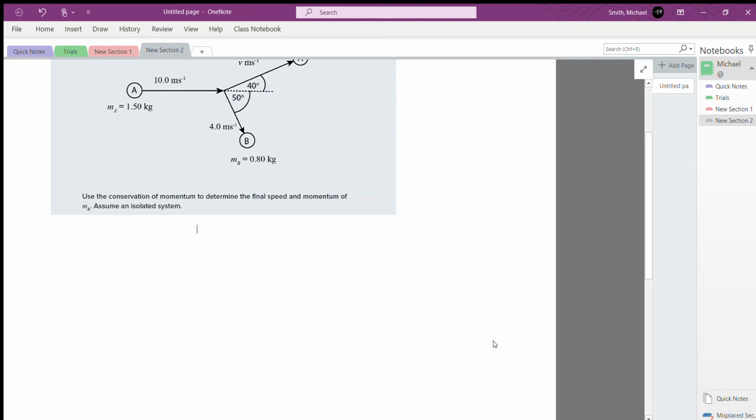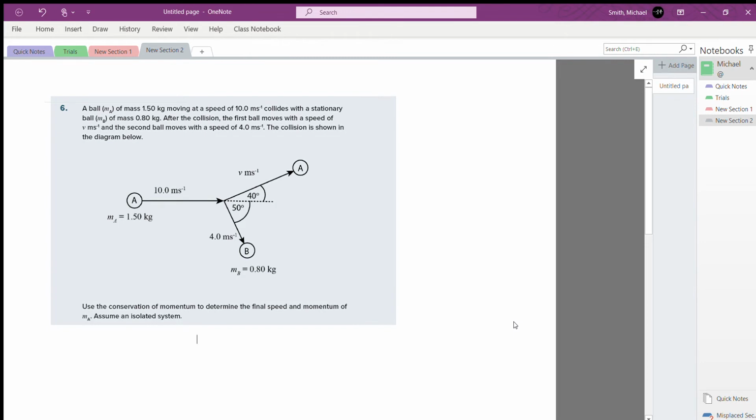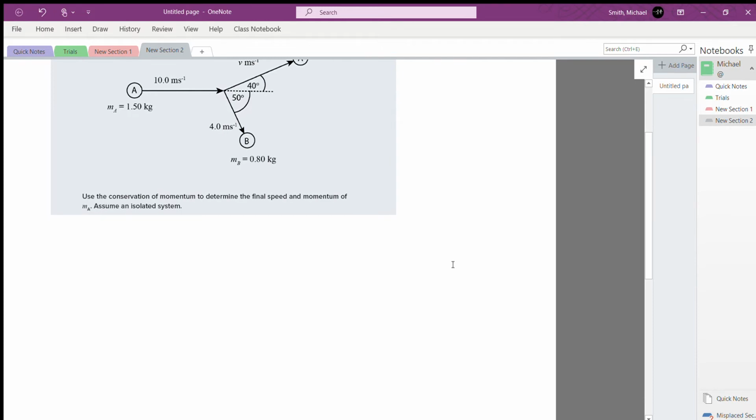Okay, this is question 6 from the SACE Stage 2 Physics Course Companion, from section 1.2 Forces and Momentum. A ball A of mass 1.5 kilograms moving at a speed of 10 meters per second collides with a stationary ball B which has a mass of 0.8 kilograms. After the collision, A moves off at speed v at an angle of 40 degrees above horizontal, and B moves off at 4 meters per second at an angle of 50 degrees below horizontal. We need to use the law of conservation of momentum to determine the final speed and momentum of A.